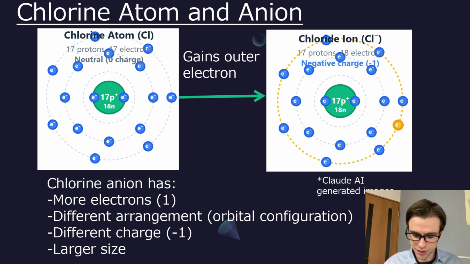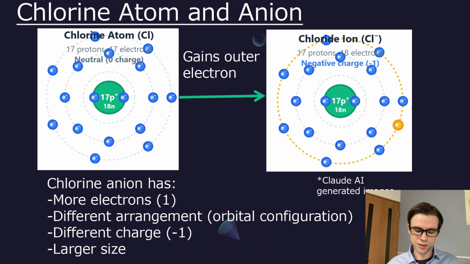We now have 18 electrons instead of 17. We've got a full shell of 8 in that level 3 in the orange ring outside. Nucleus hasn't changed at all. But in summary, what has happened here? It's gained more electrons, 1 specifically.